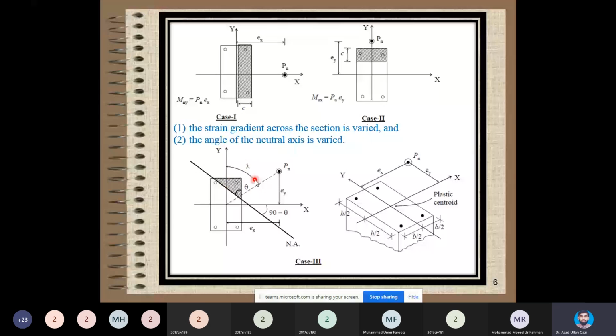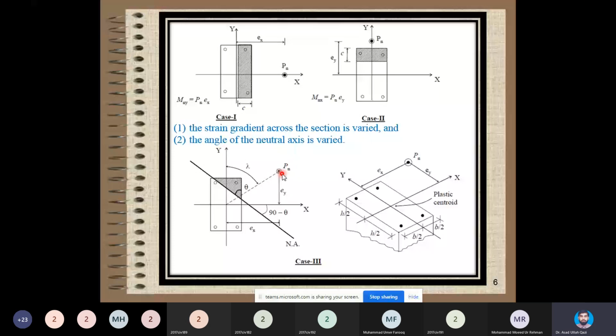I can get the lambda if I know the eccentricities. But more important is, if you examine this situation where the load is a little off the axis line, it has both eccentricities. So once I want to investigate where the neutral axis is, one important thing is it is not always true that your neutral axis will be perpendicular to your load.